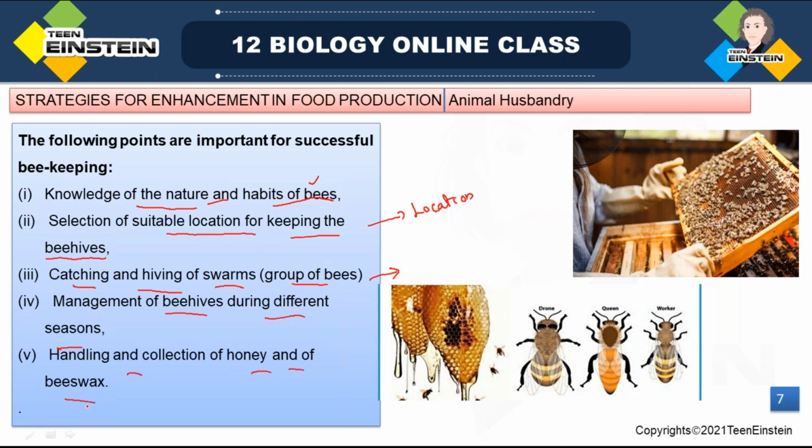Then handling and collection of honey and beeswax. How to collect the honey and beeswax, and how to handle them until reaching the market. All the steps we should have a thorough idea.